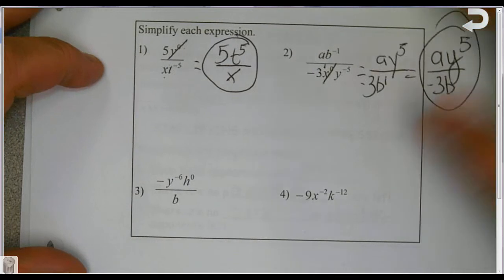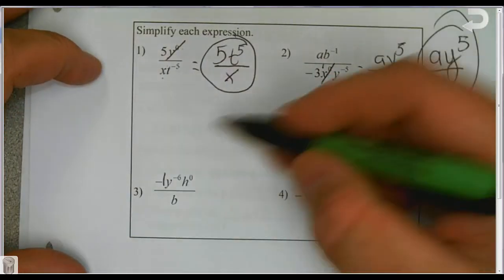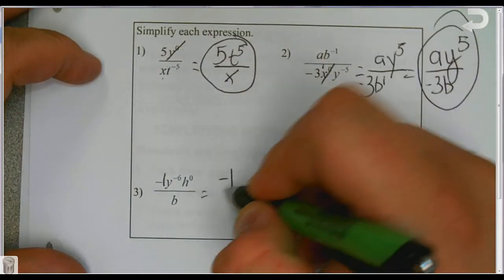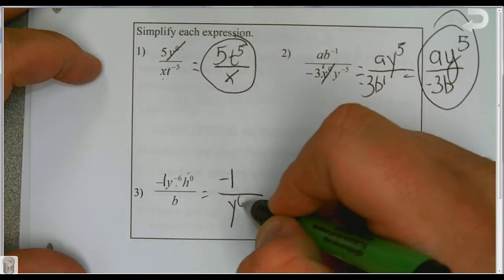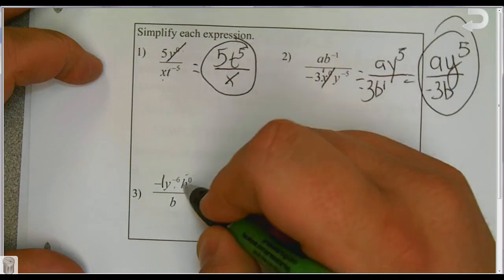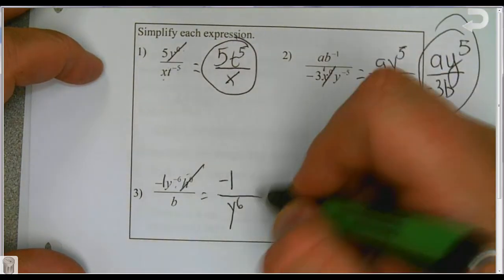Same thing. This is a negative 1. It can stay on the top. Y to the negative sixth, well, that needs to go to the bottom and become positive. H to the 0 gets eliminated. B stays where it's at.